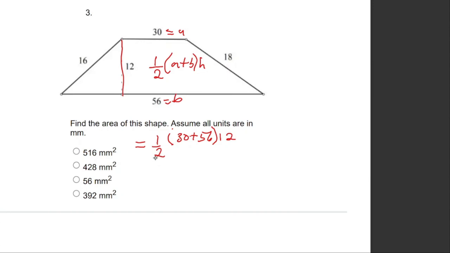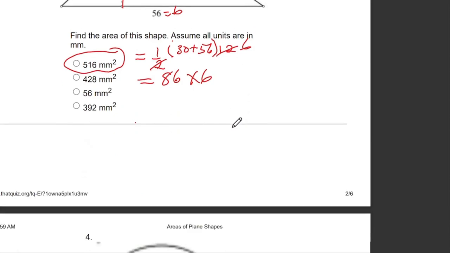Alright, so half of 12 is 6. So when you add these together, that will give 86, then times 6. So we calculate 86 times 6, so that gives us 516. So that's option A, millimeter squared.